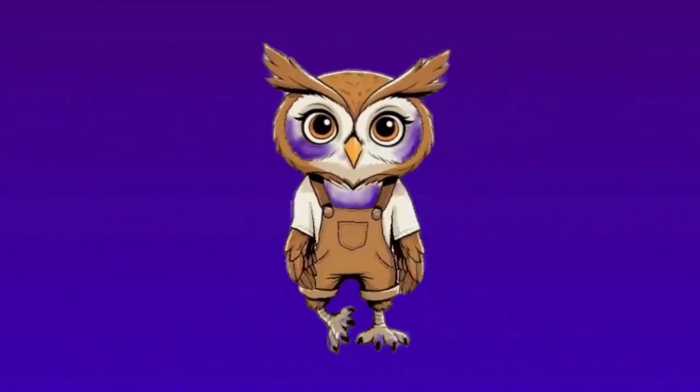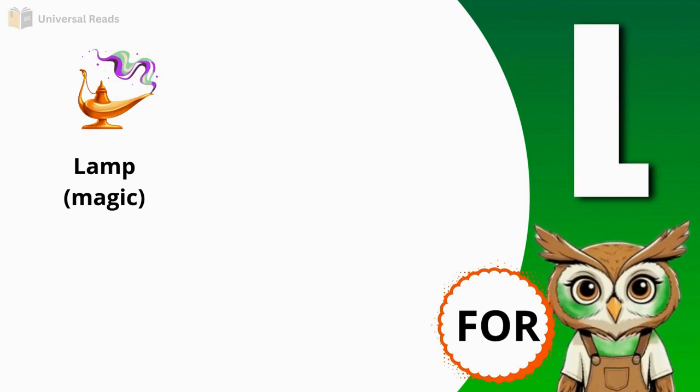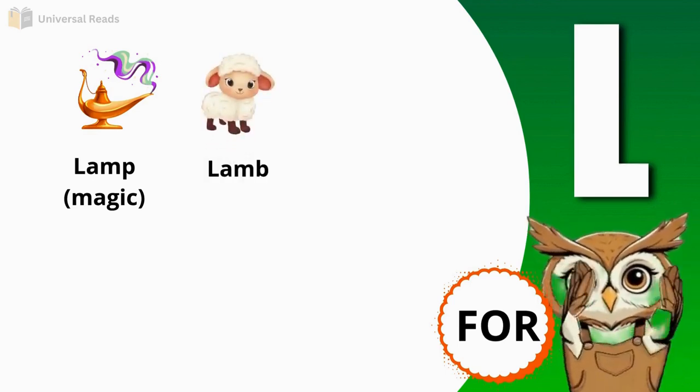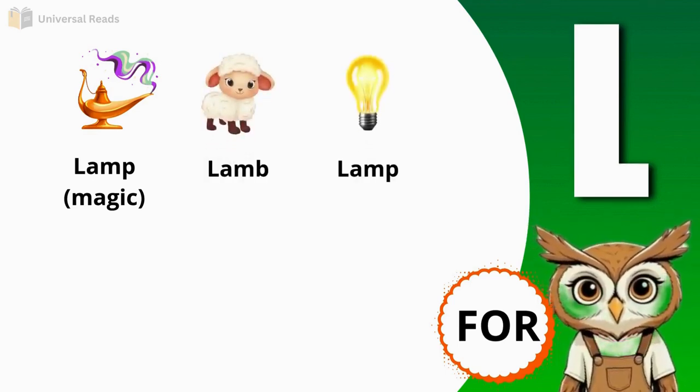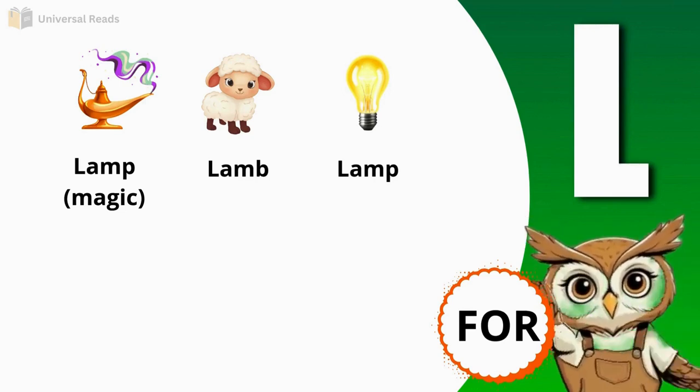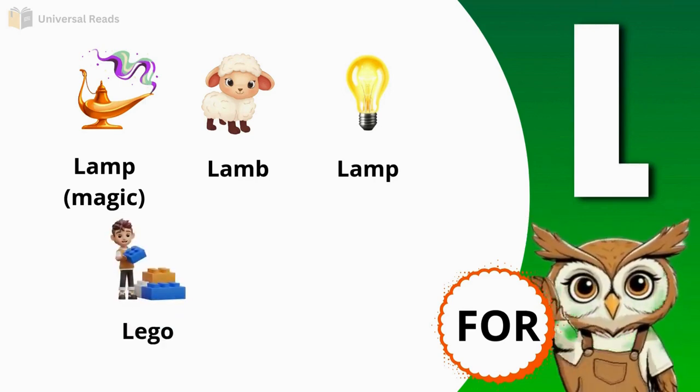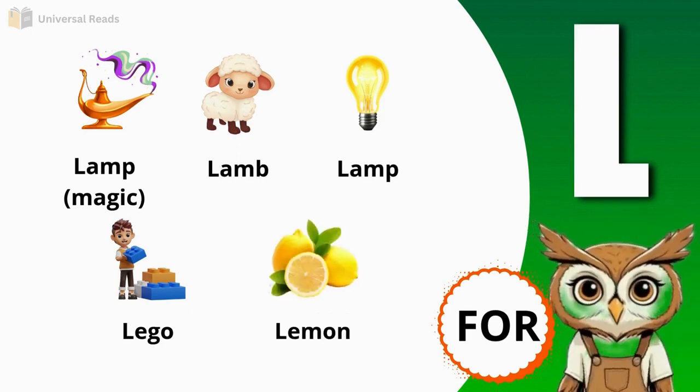Amazing! Now let's move to the letter L. L is for lamp. L is for lamb. L is for lamp. L is for Lego. L is for lemon.